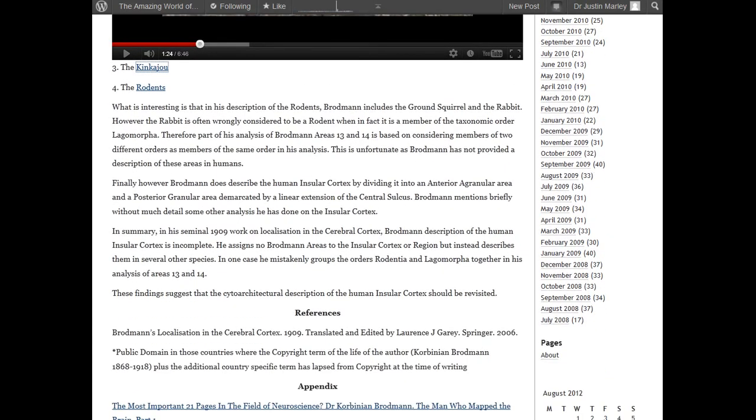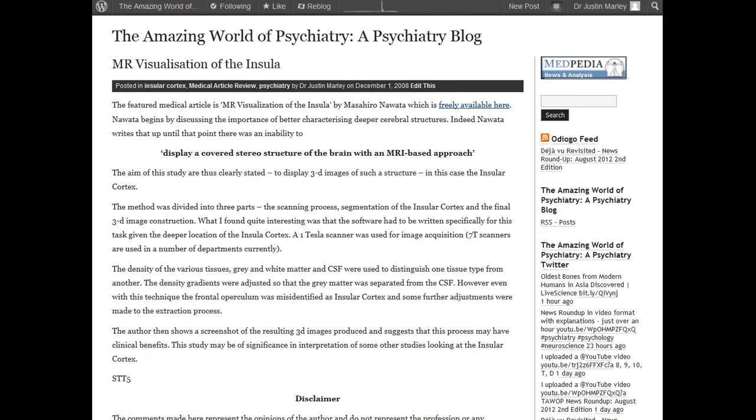Just to add, I covered the insular cortex in another post in 2008 here. It's some work by Masahiro Nawata in Japan. He did some MRI visualization of the insular cortex and came up with some interesting surface markings. It's slightly off the topic because he didn't look at the microscopic properties of the brain, but still an interesting study in better characterizing the anatomy of the insular cortex.